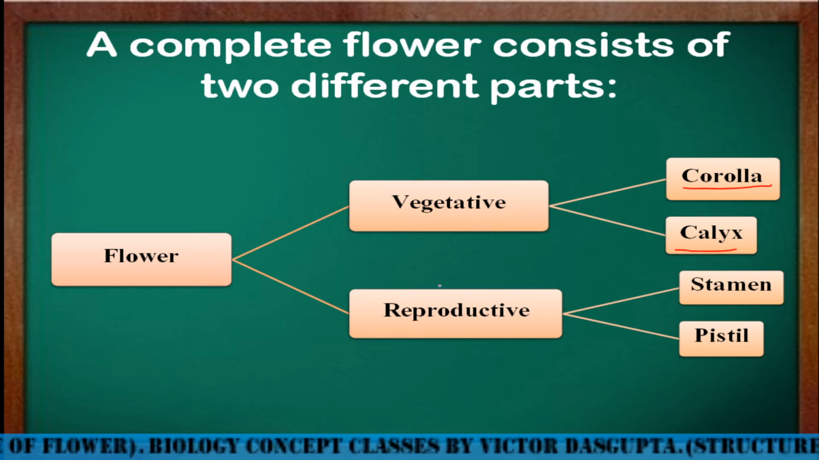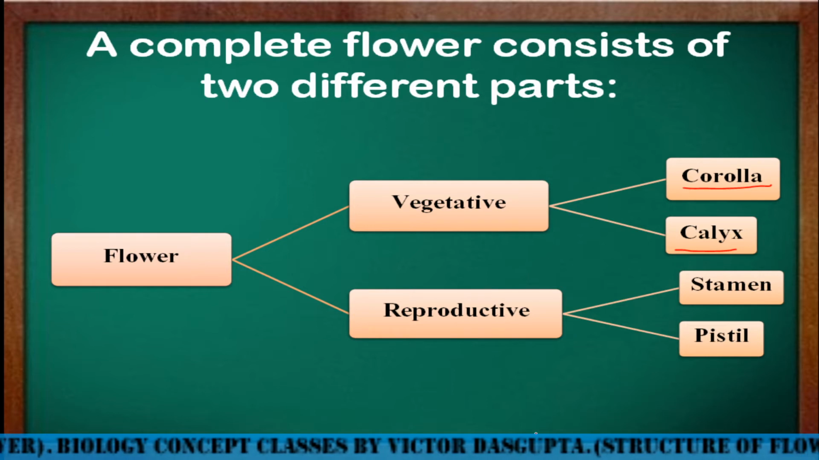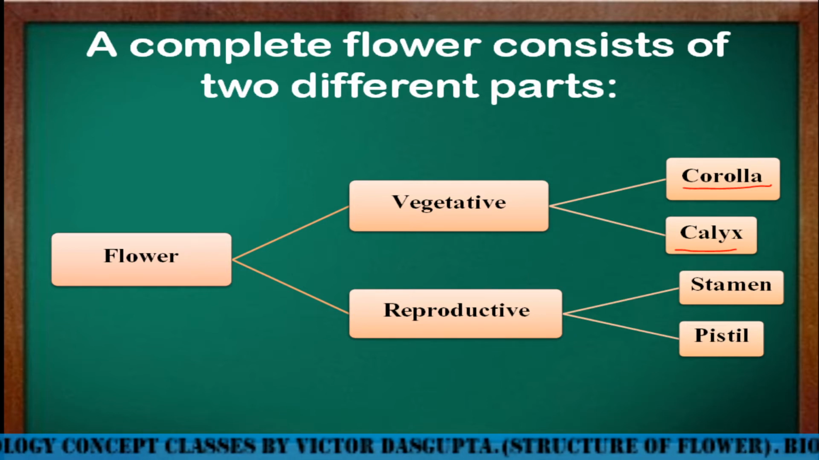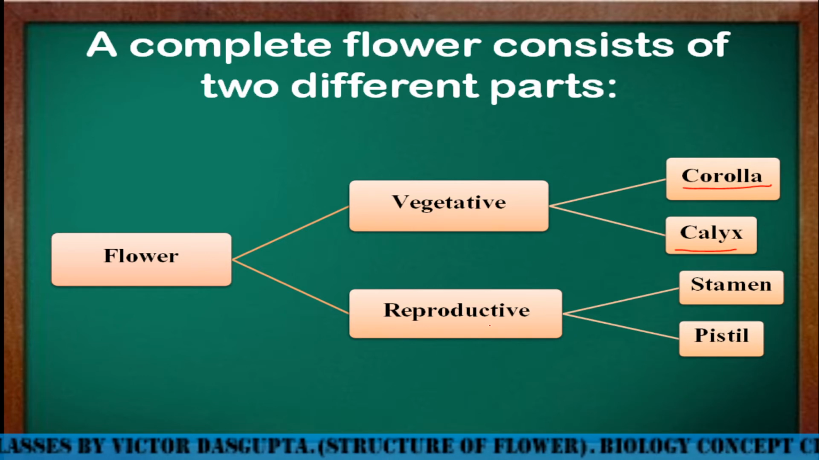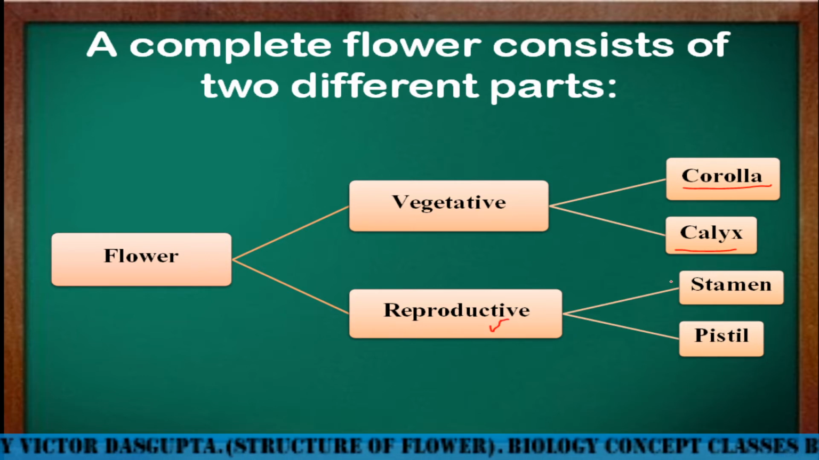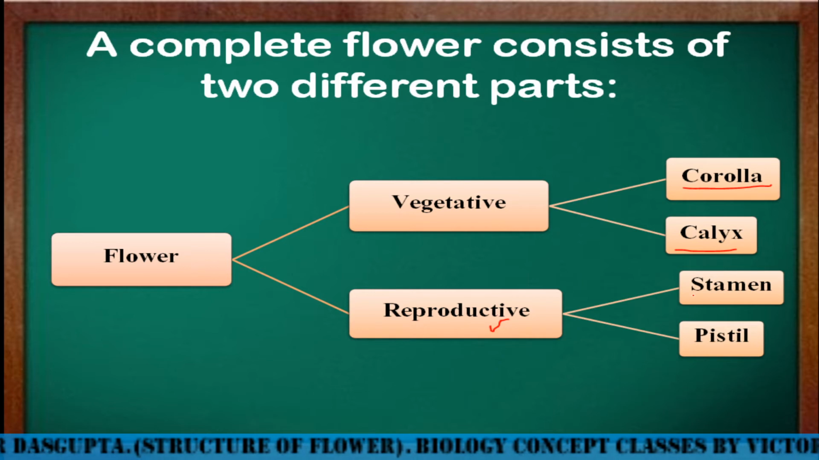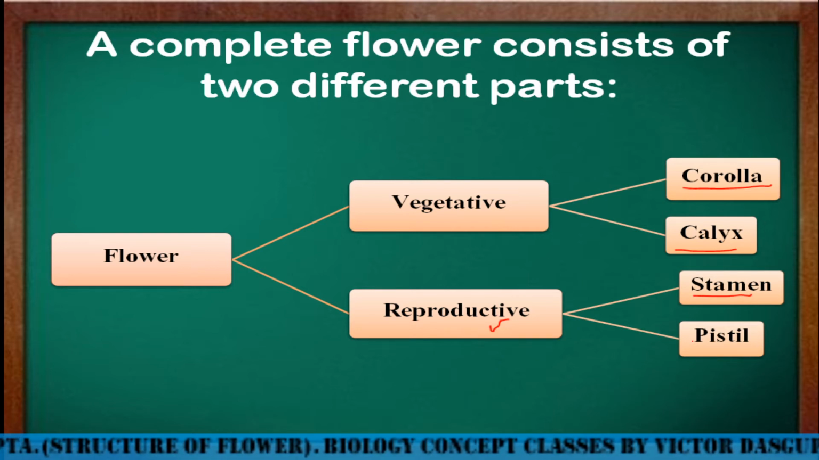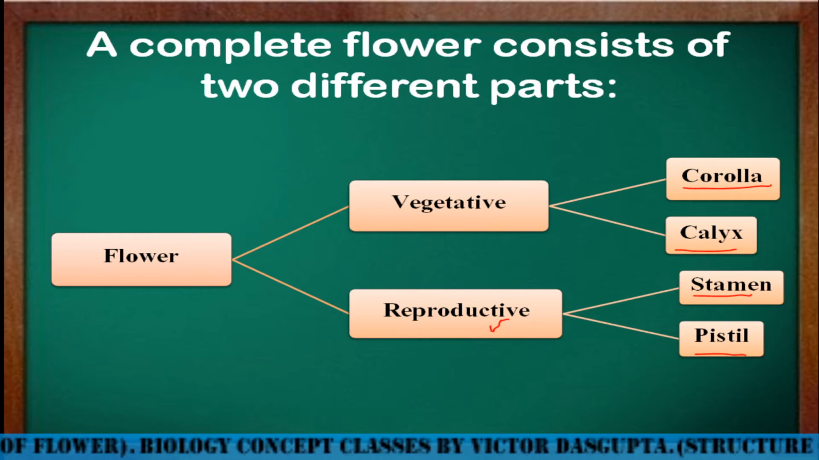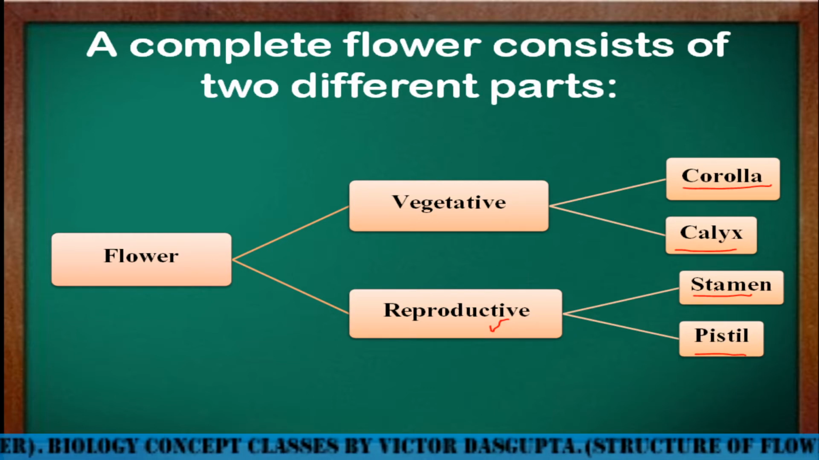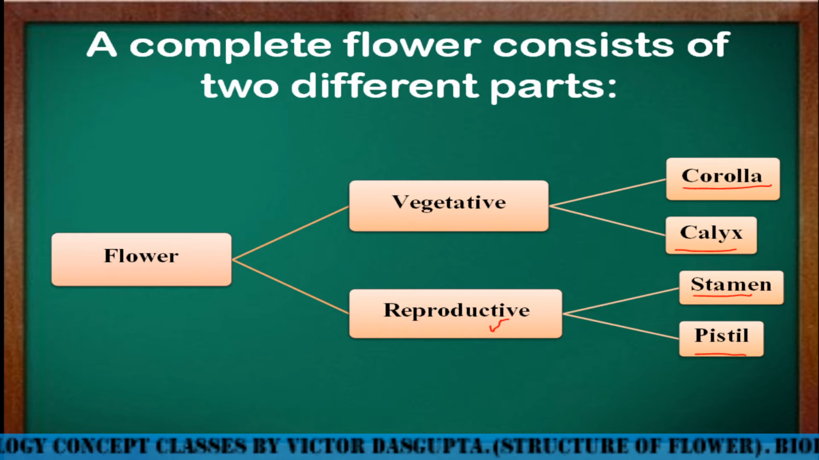But in the other case, the flower also contains another part that is called the reproductive part. Here you can see the reproductive part. Here we can see two parts again, stamen and pistil. Stamens are the male reproductive parts and pistils are the female reproductive parts.